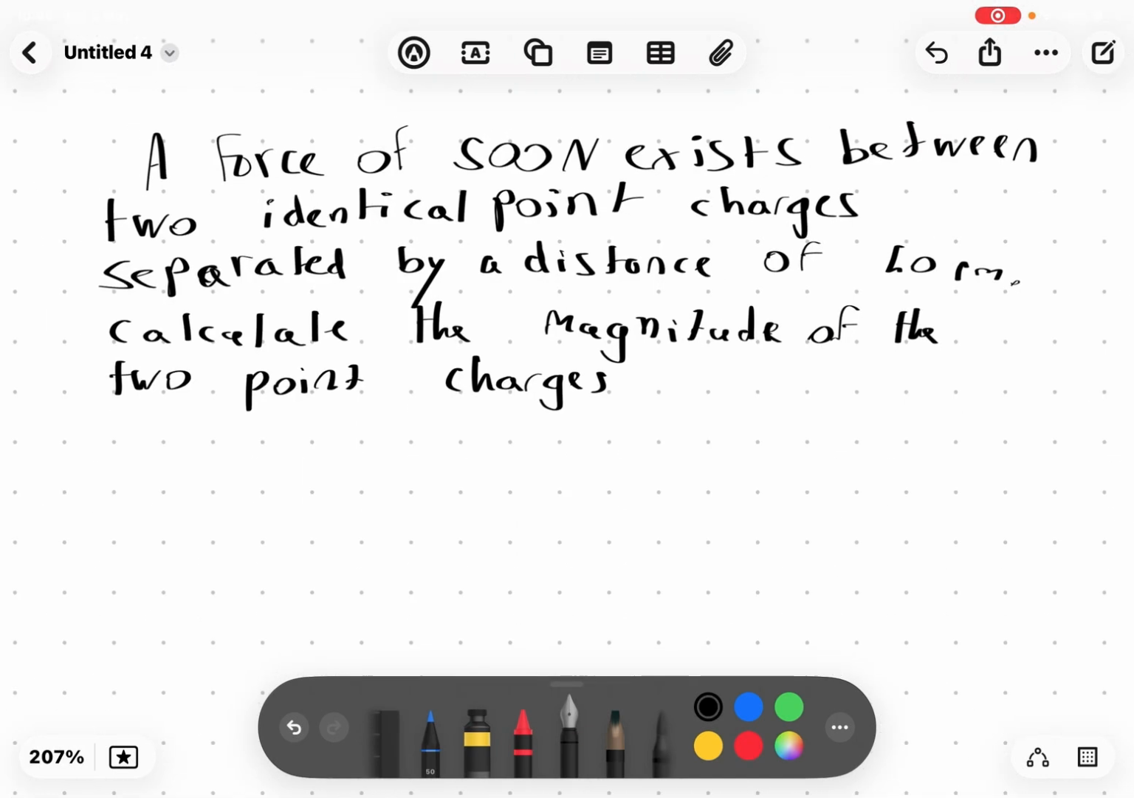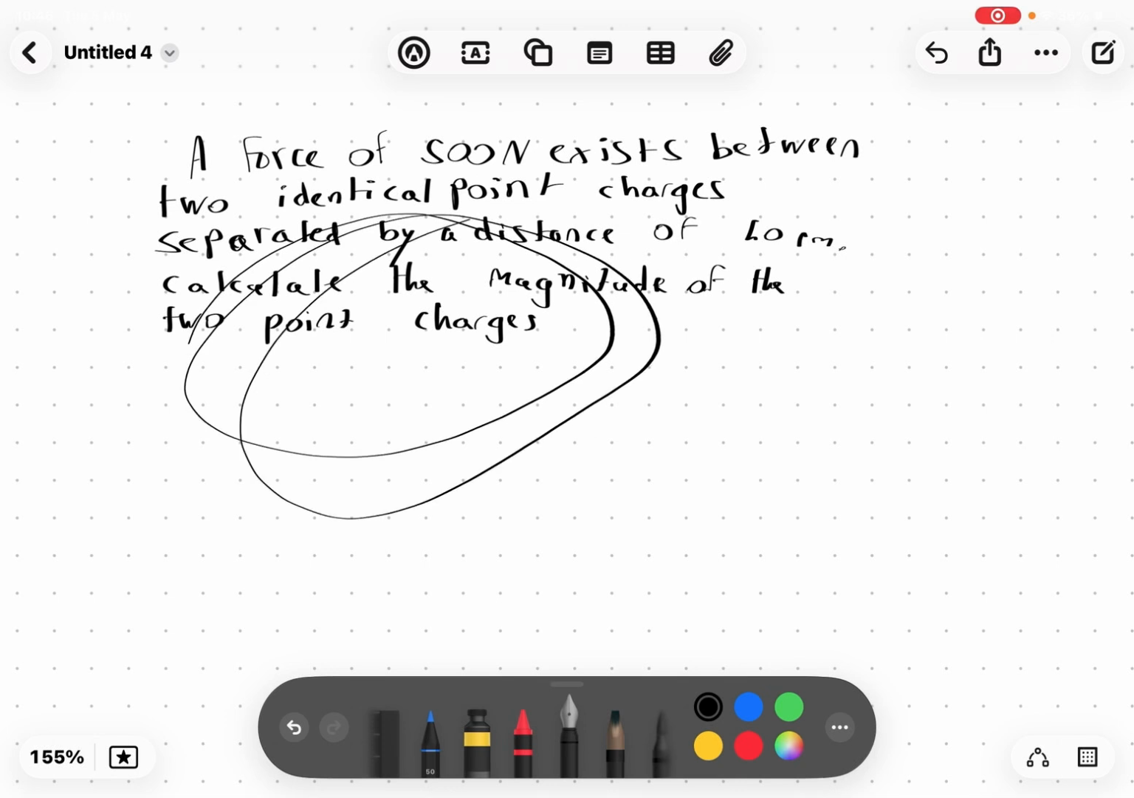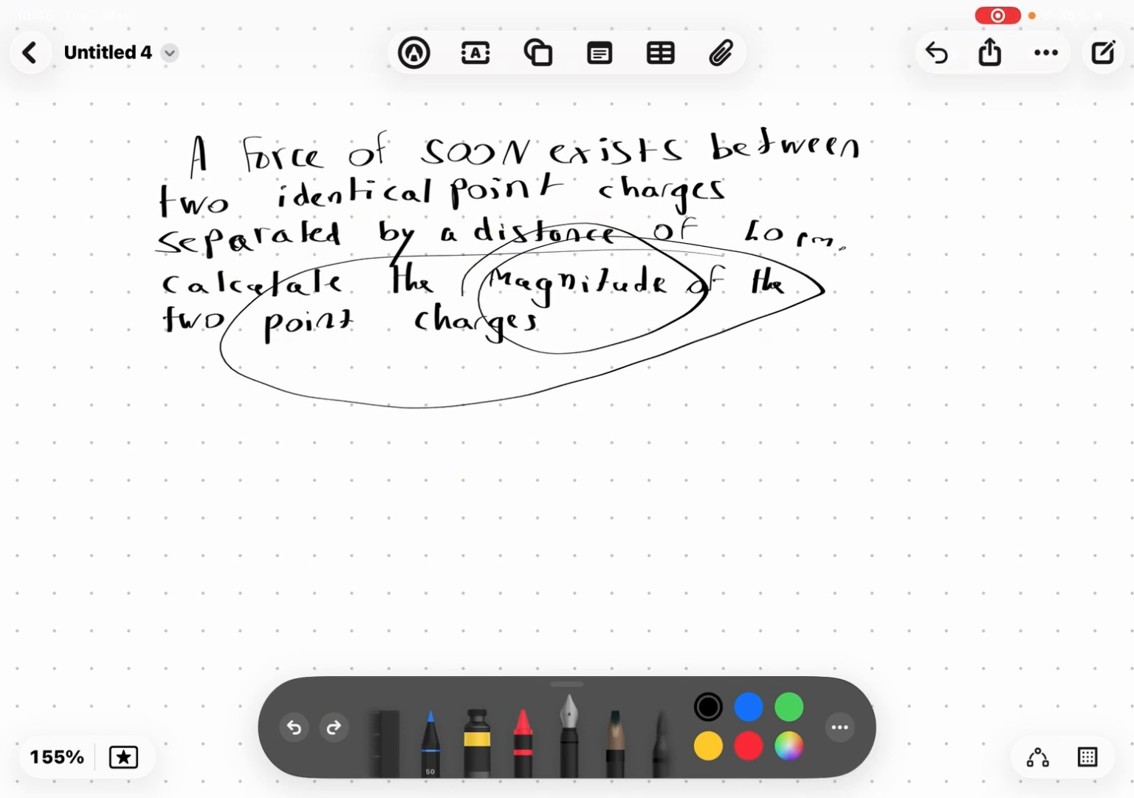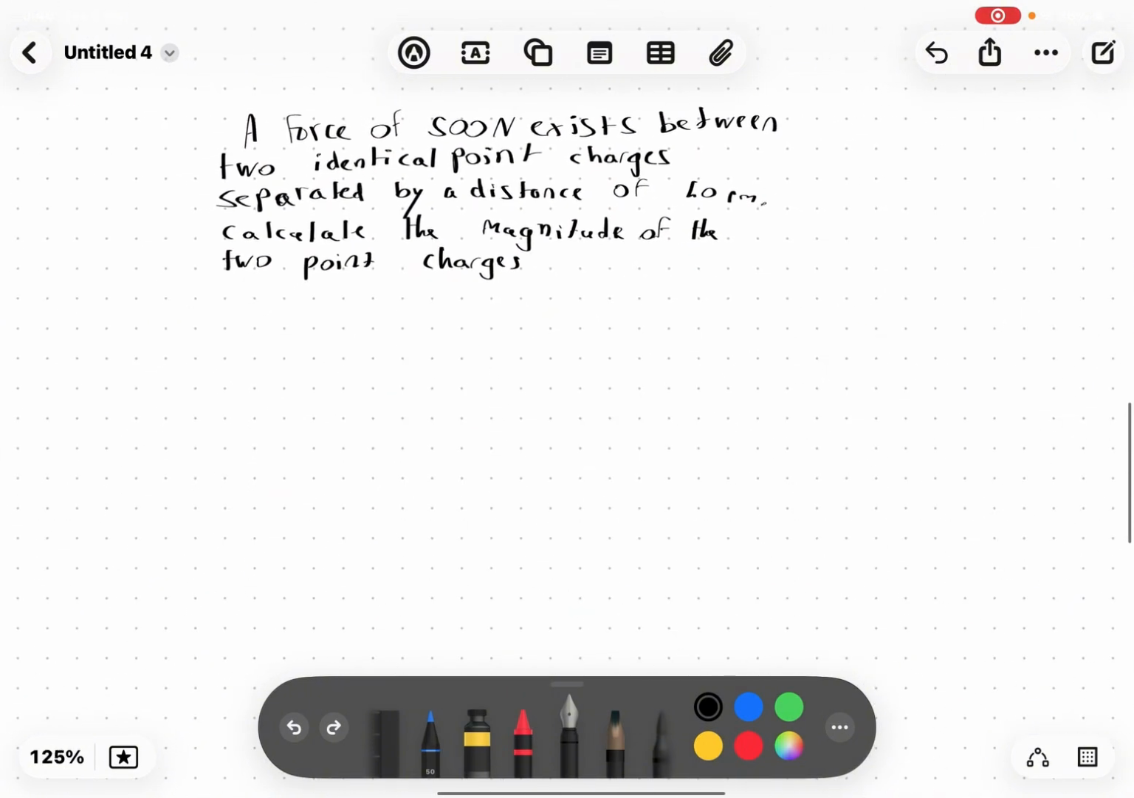Please read it yourself. Now this time we're going to look for the actual value of the Qs, like the magnitude of the two point charges. Yeah, the two point charges. So let's just see what's happening.